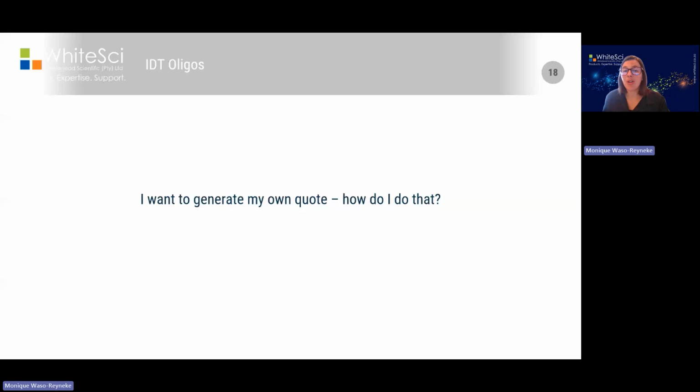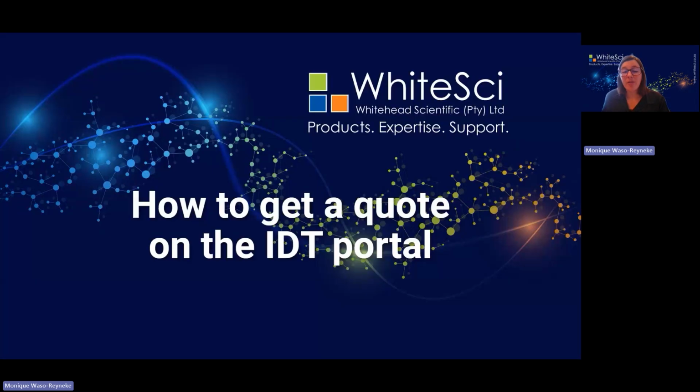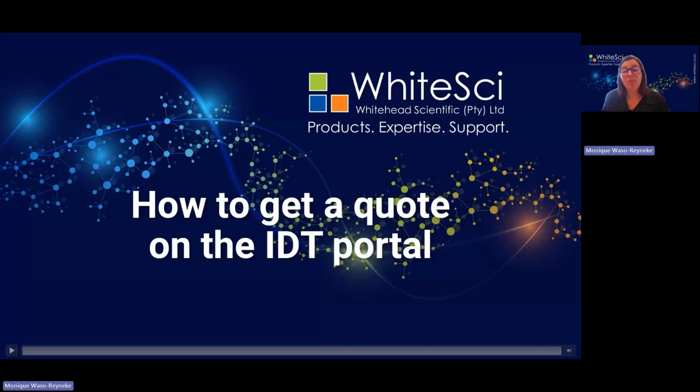Okay, so most of the IDT web portal can be navigated like that, just clicking on the different tiles, looking for the information. Now, one of the other most important things that I want to show you today is, once you have all the information, once you know what you want to add on the portal, how do you actually go about generating a quote? So also very, very easy. And this video will also be available after the webinar if you want to go look at it again.